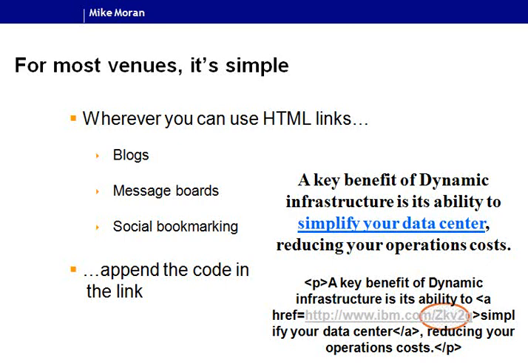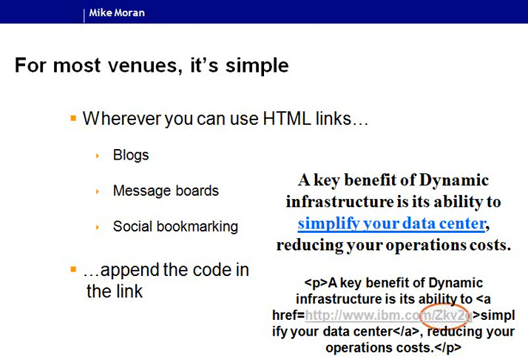So how do you pass these tracking codes? Most of the time, it's pretty simple. Wherever you can use an HTML link, so in a blog, or in a message board, or in social bookmarking, so any of those kinds of sites where you can code the HTML anchor tag. You can see an example of it on the screen here, where it says the anchor tag, and it has href, which is the reference to the URL. And you can see that there's this tracking code that's in there, where it's ZKV2G.